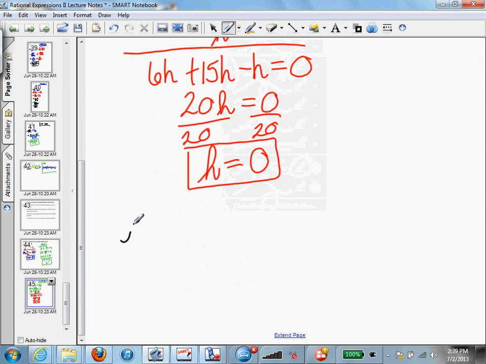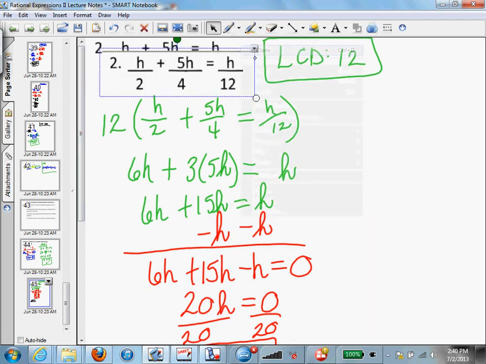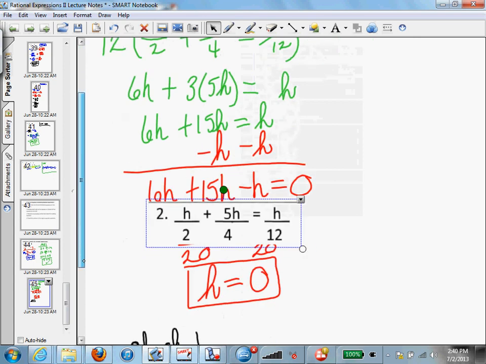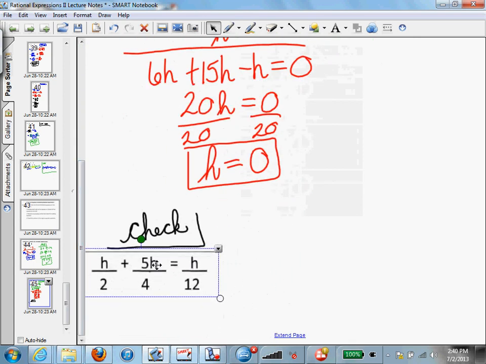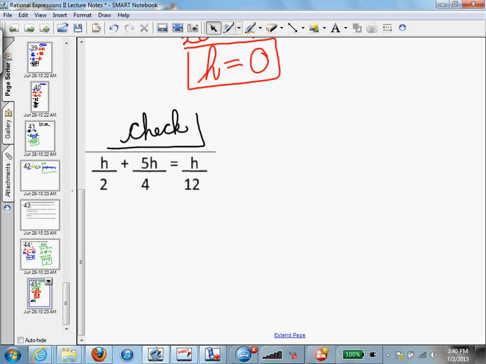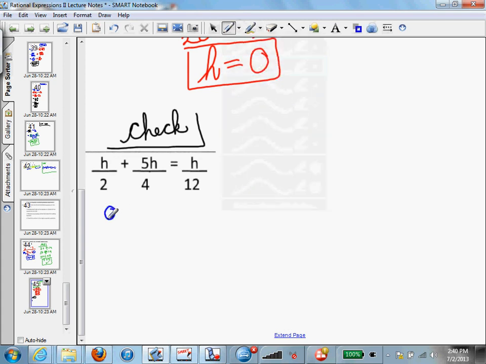That's nice, but now we need to initiate our check. So what we need to do is rewrite our original equation. I'm just going to clone what I have here. And we think that h is equal to 0. So we go through where we see h and just replace it with 0 in parentheses for every h present.